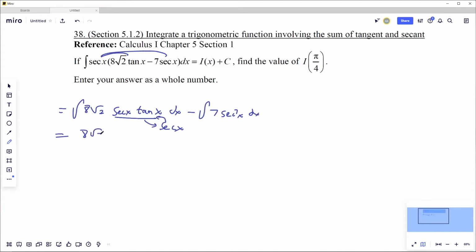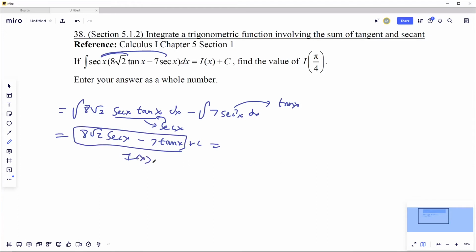So 8 square root of 2 times secant of x minus, this is the derivative of tan of x. So the integral of a derivative gives you the function, so minus 7 tan of x. And this is nothing special, plus c, indefinite, so plus c. This itself is I of x.